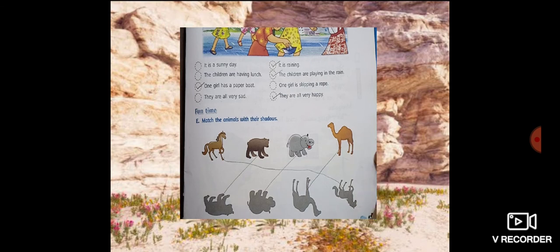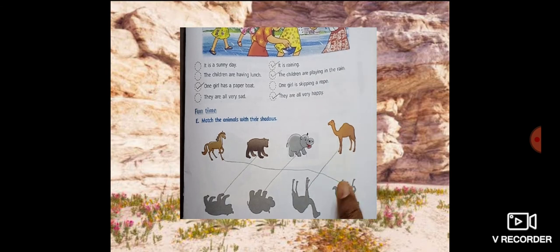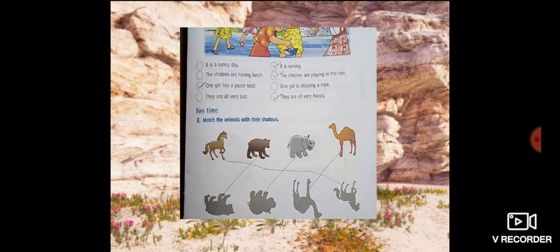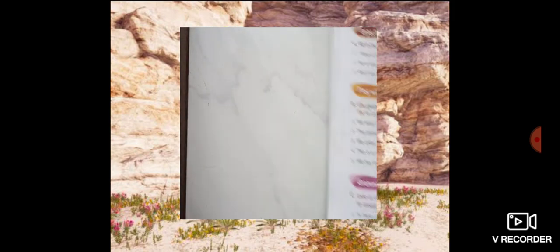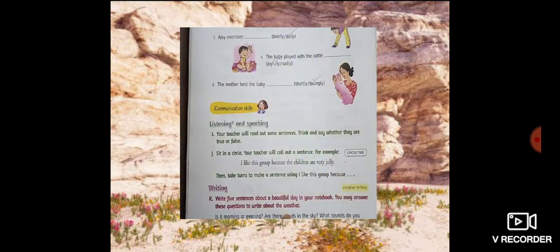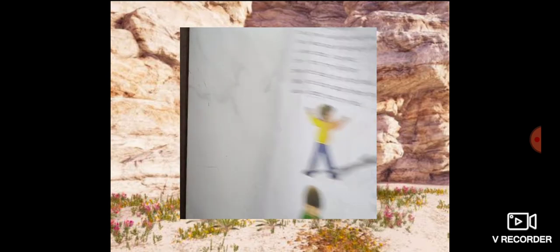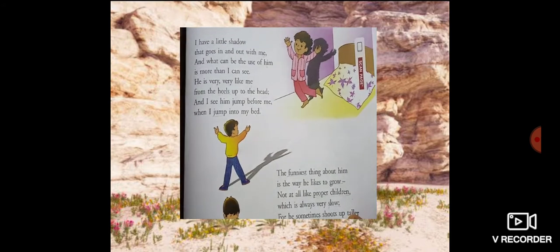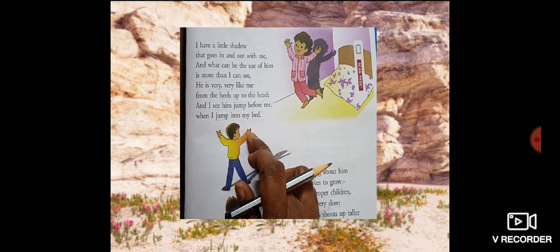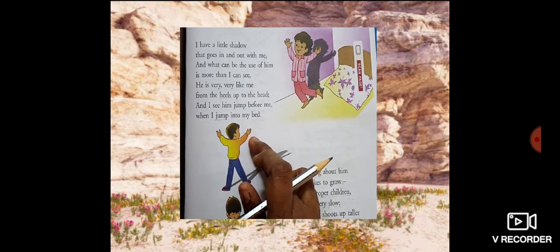Okay, children, we have done the book back exercise of this poem. We have completed all the book back exercises of this poem, My Shadow. So children, please learn the poem. Okay, this is your memory poem for your exam.